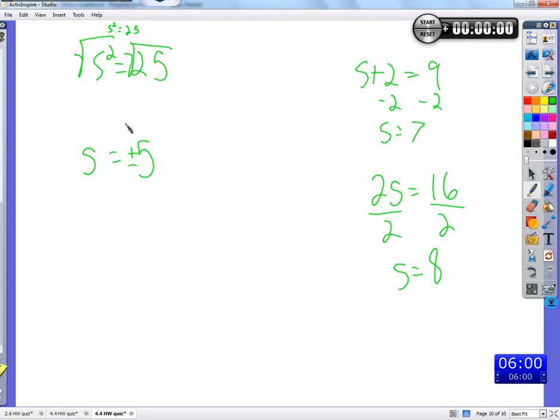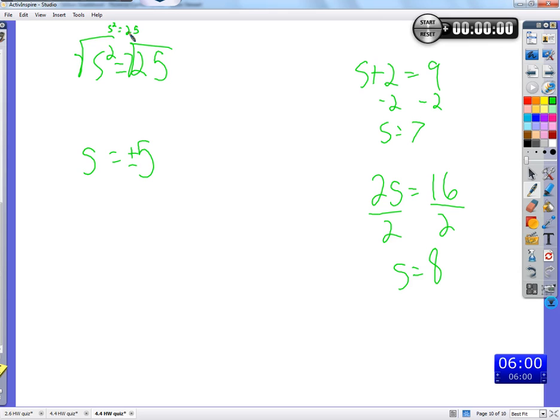So 5 times 5 is 25. -5 times -5 is positive, also a positive 25. So we have two solutions. Which is not surprising, because we've been finding two solutions for most of these quadratic equations. And it has to do with the fact that a positive number and a negative number can square to get the same number.